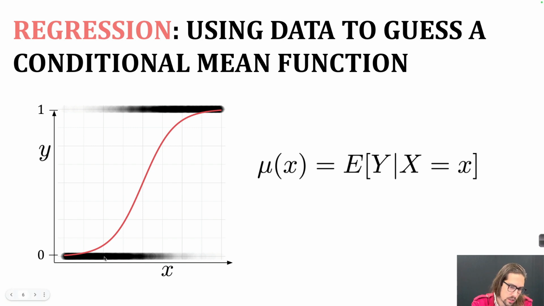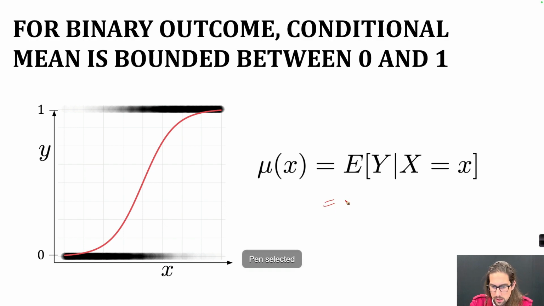Whereas down here, for this value of x, the probability that y takes the value 1 is very low, somewhere around 10% or 0.1. And so for this joint distribution of x and y, this conditional expectation, which again is the same as the probability that y equals 1 given x equals little x.